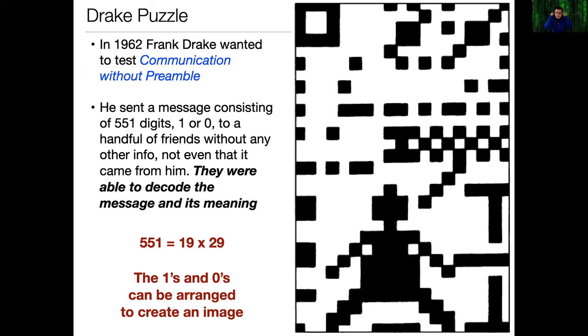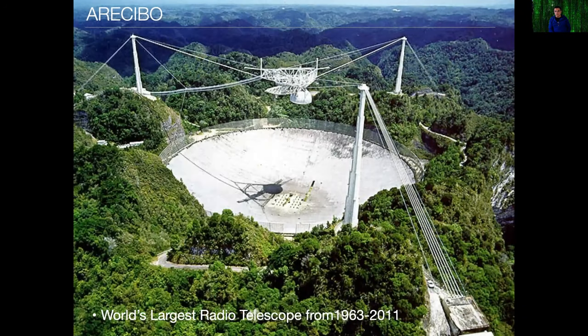If alien scientists got this message, could they figure it out? Frank sent it to some alien scientist friends of his, and they were able to figure it out. So this is the foundation for many of the kinds of messages that we have sent out into the universe, in particular, the Arecibo message.